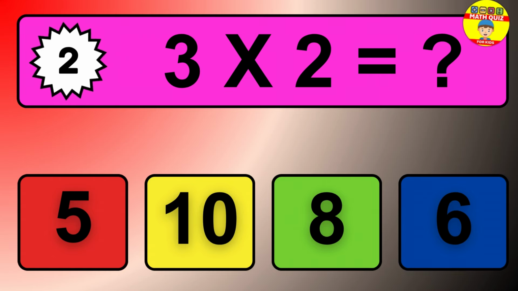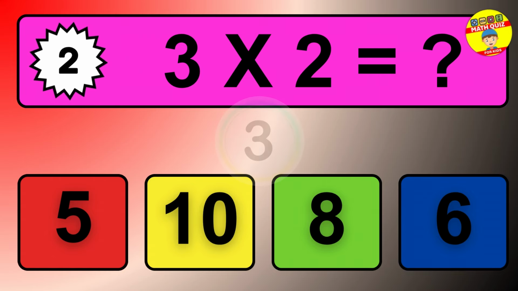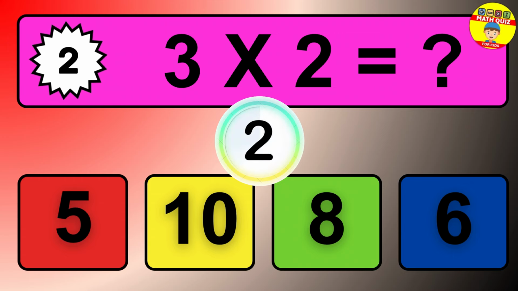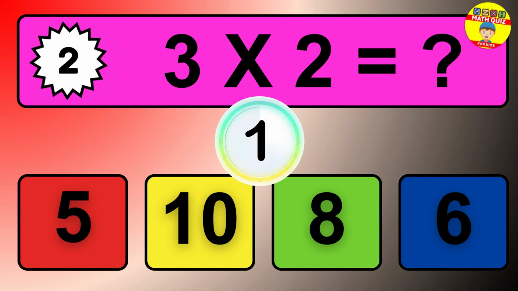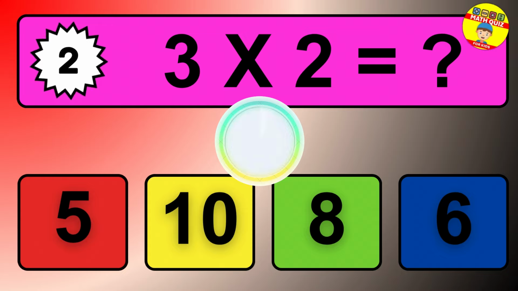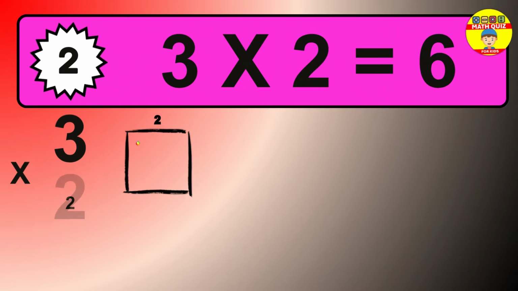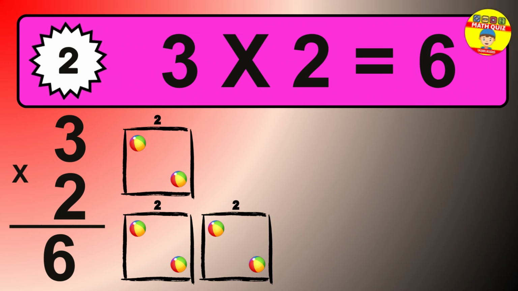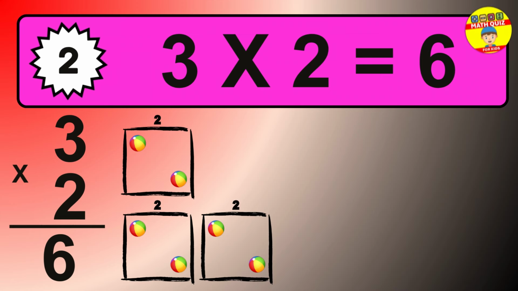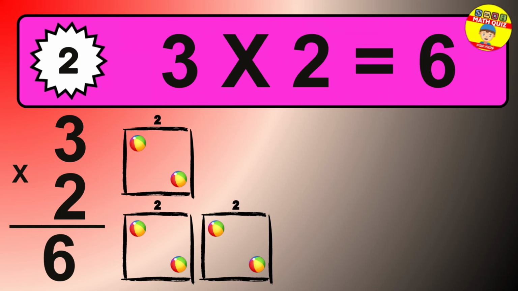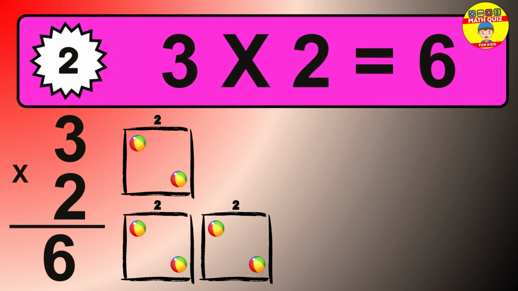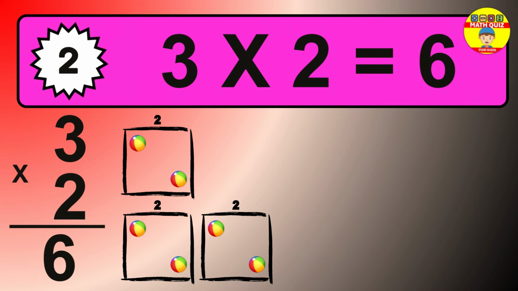Question 2. 3 times 2 equals what? So, the answer is 3 times 2 is 6. To calculate, we have 3 groups with 2 balls each one. So, how many balls do we have? 6 balls.